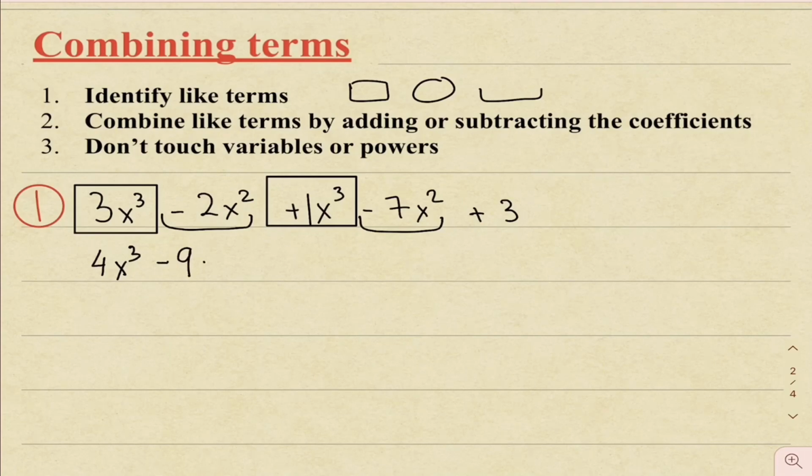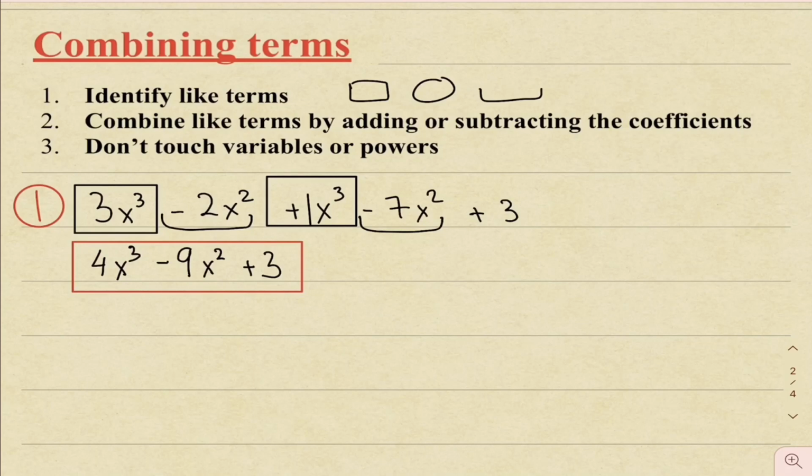And x to the power of 2 is just going to stay the same. So now we have plus 3, so we're just going to bring down plus 3. So can we combine this more? No, we can't, because we don't have any like terms. So the answer is just 4x to the third minus 9x squared plus 3.